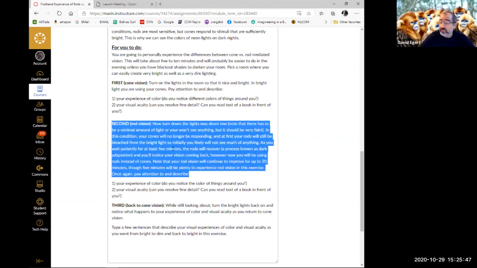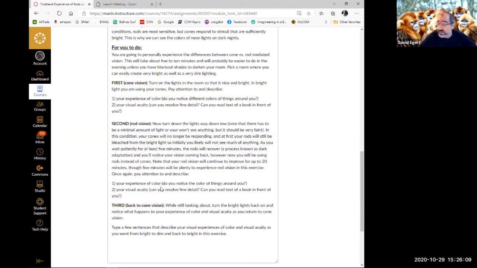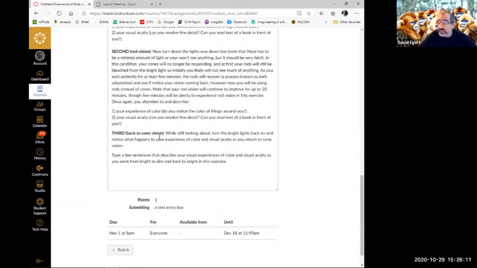And then 5 minutes later, what does it look like? Things stabilize with the cones out of the picture, but the rods are now working. So, rod vision. What does color look like? Do you see colors or not? How's your visual acuity? Look at the paper in front of you. Can you make out the letters or not? Take note of that. And then turn the lights back on and see how things shift.